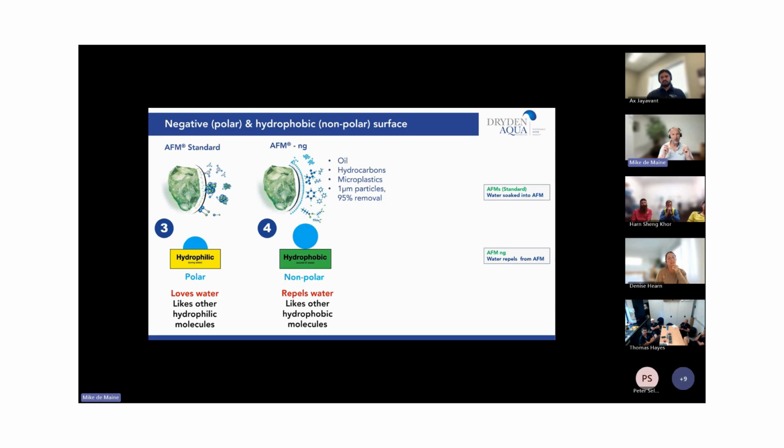Okay, so we're using 2 different principles with our 2 different medias. The AFM Standard is using the high negative charge for the adhesion of small particles, not absorption, that's carbon.